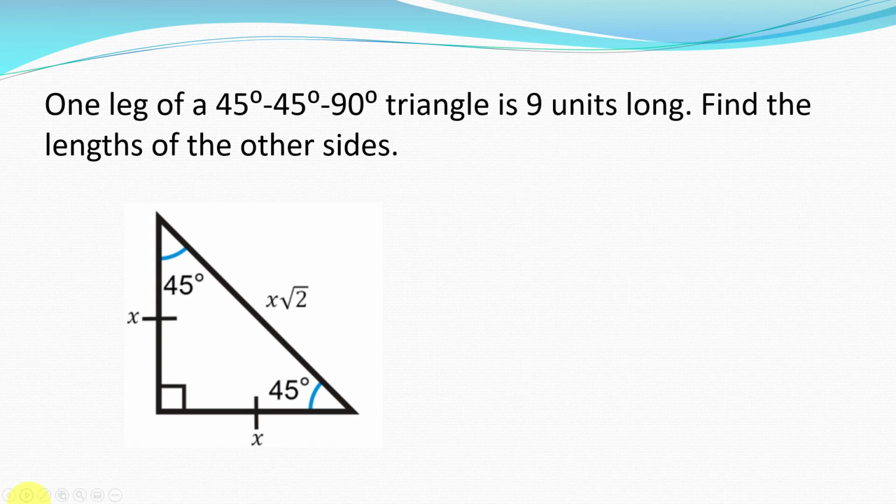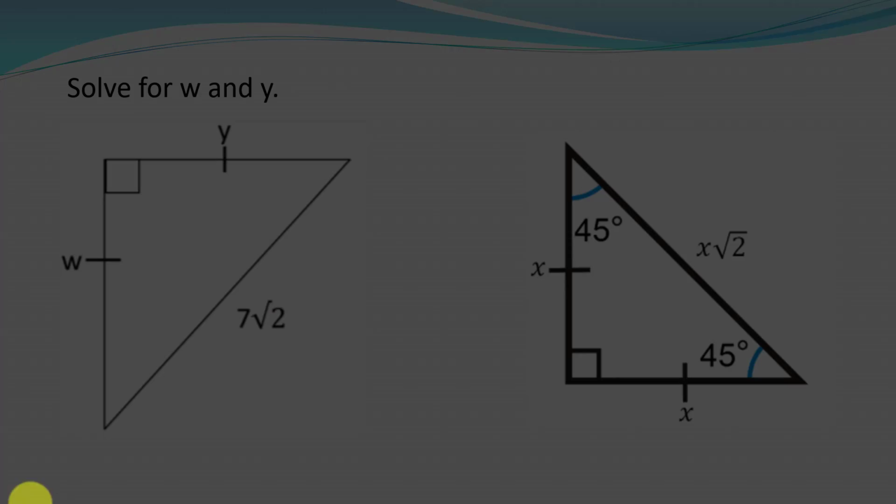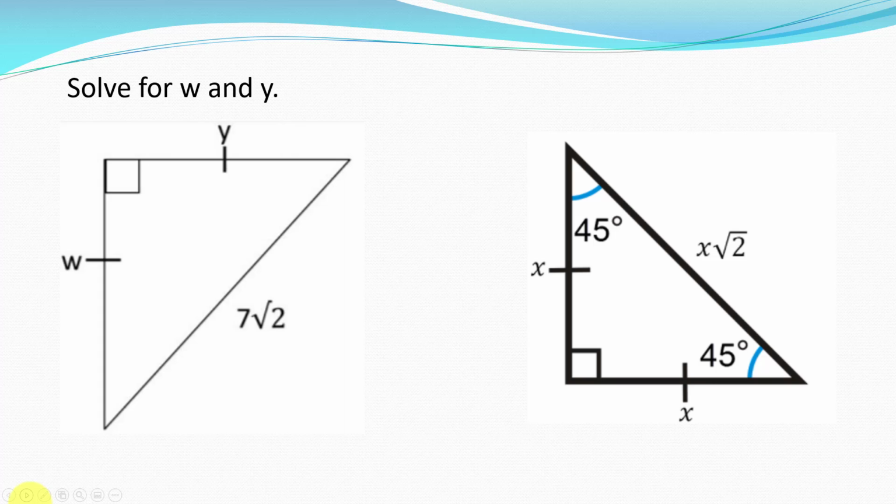All right, here's one. If we have a leg of 9 units long, so x is 9, that means this one's 9. If that's 9, then this is 9 square root 2. Simple and done. That's all you have to do. All right, here I'm going to compare. If this is 7 square root of 2, that's x square root of 2. This is x. This is x. Well, look at this. In this case, what would x have to be? It would have to be 7. And you're done there.